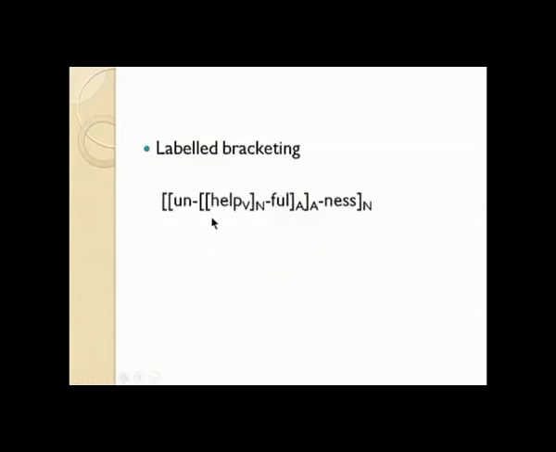Now you could see the labeled bracketing diagrams. It's just like the tree diagram, but we make it into labeled bracketing. In here, you could see help. Help could be a verb or a noun. So we take V as verb and N as noun in here. And then when we add full, it becomes an adjective. Although we add un before it, it still becomes an adjective with full. And when we add ness in here, it becomes a noun.